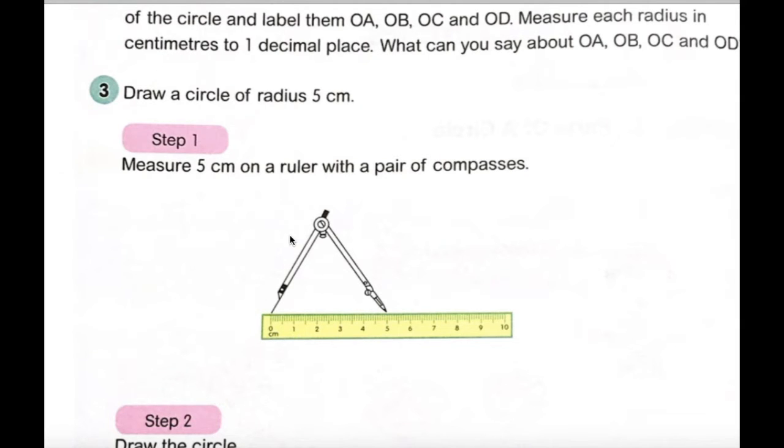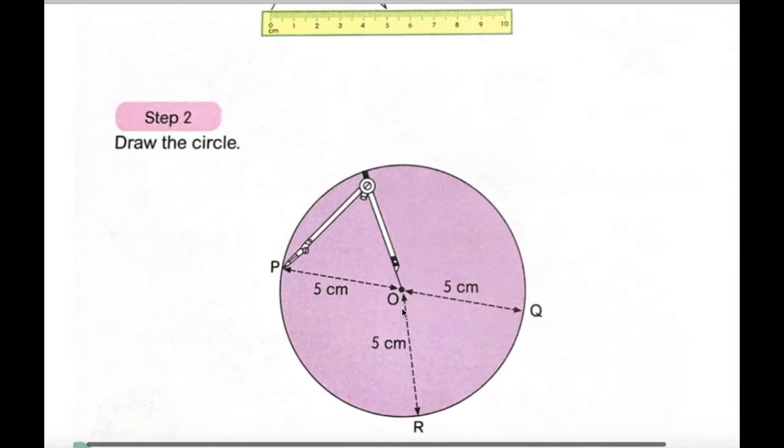First, you have to get your compasses and your ruler and put the point or the needle at 0 and put the pencil or the pen at 5. So the radius with this kind of measurement will be 5 centimeter. And then step 2, you put the needle in the middle of your paper, and you turn the pencil or the pen edge until it makes a 5 centimeter radius of the circle. Yeah.